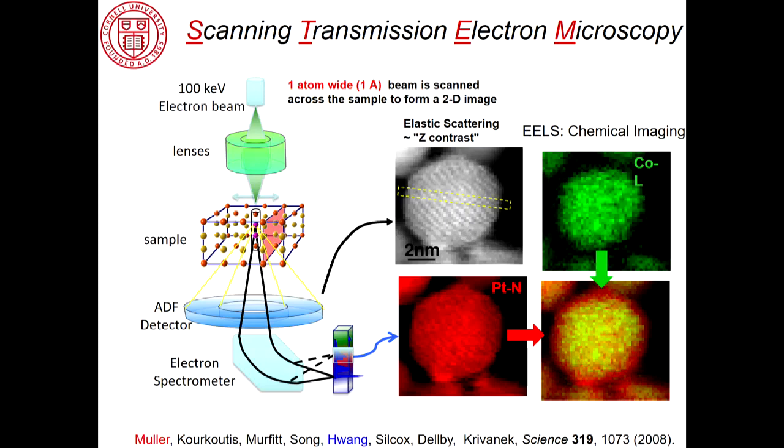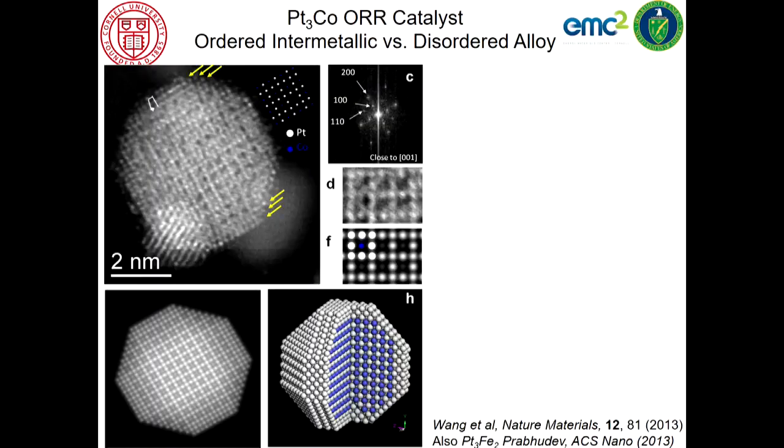We also get bonding information from an experiment like this, so we know actually the oxidation state of every atom column. And this is a technique we developed over a decade ago, and now it's coming into wide use. And we've used this kind of method.